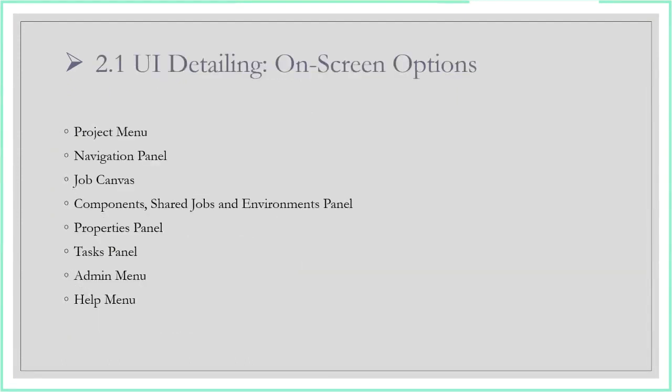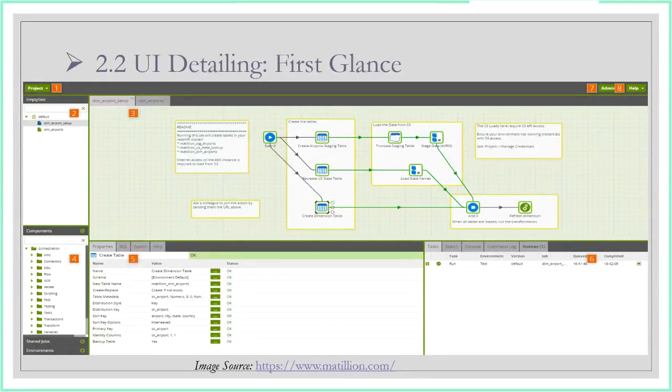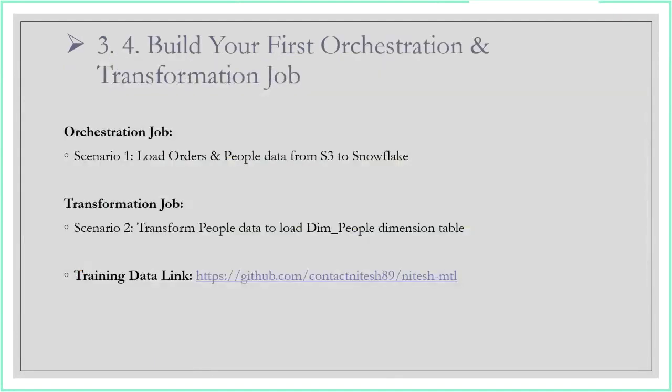Then we have looked at a few of the UI details, a few of the project menus and all, and then we started developing our first orchestration job, right, where we loaded data from a file in S3 to Snowflake. So this is a very common scenario where your upstream system or your client or business partners will put the files on S3, and then you need to load that file to Snowflake, maybe first as a staging area, right?